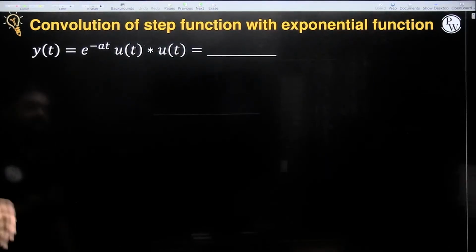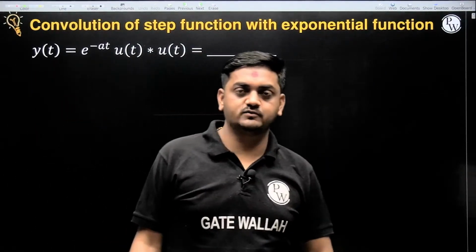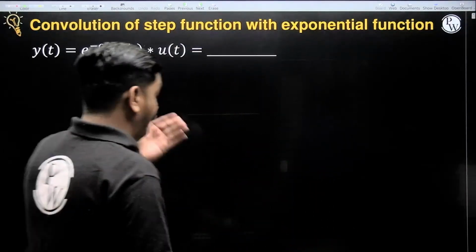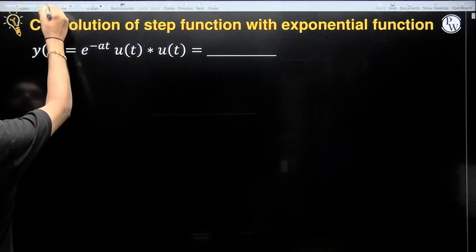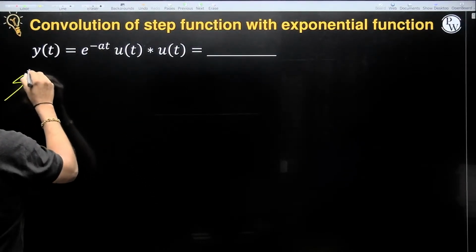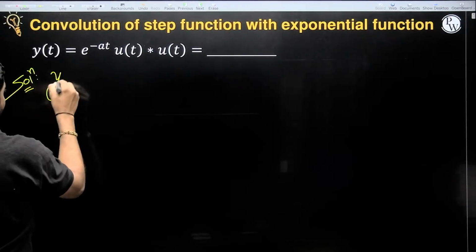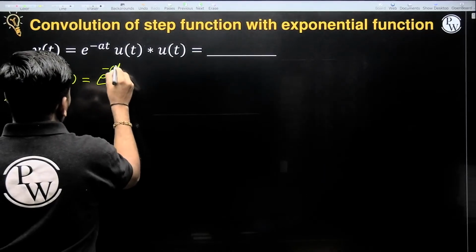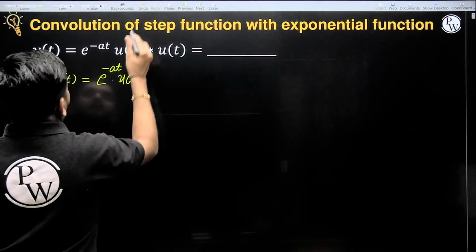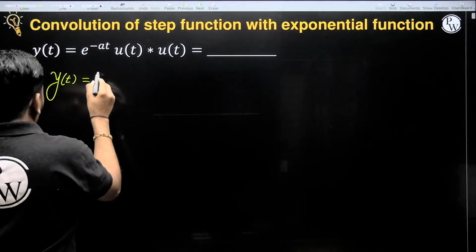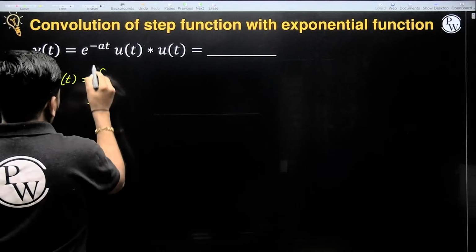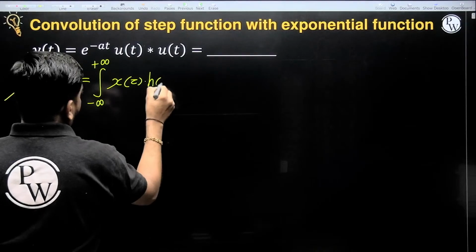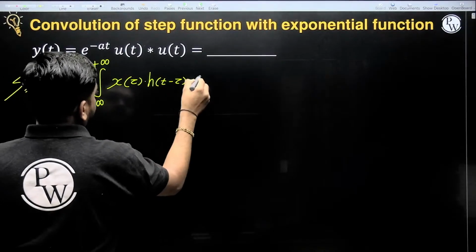Now let us take one more question. Convolution of step function with exponential function. This also we have already seen using the differential property. Now using the analytical method. Y of t is equal to e to the power minus at convolution u of t, integration minus infinity to plus infinity x of tau h of t minus tau d tau.